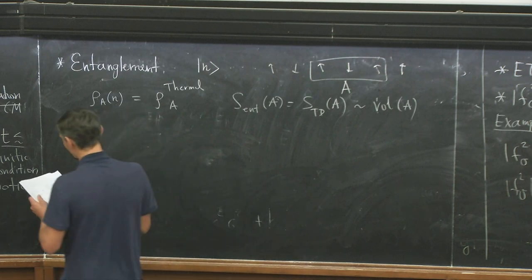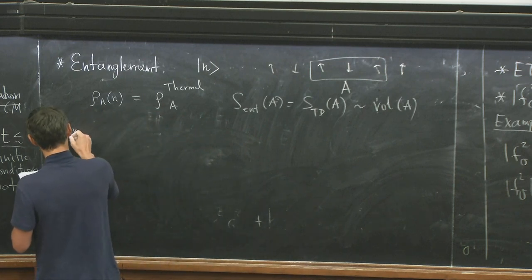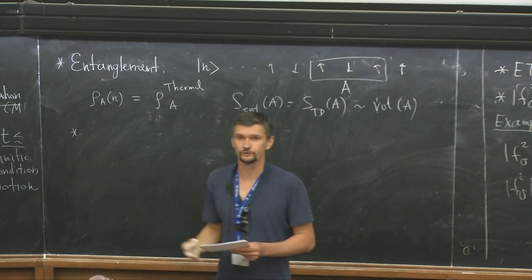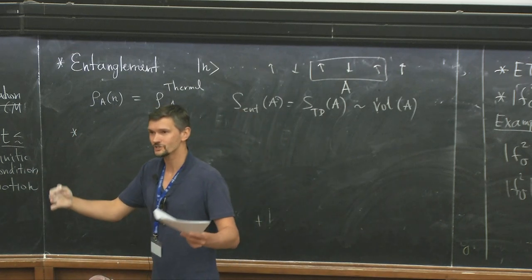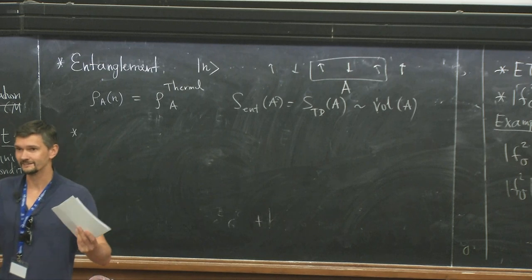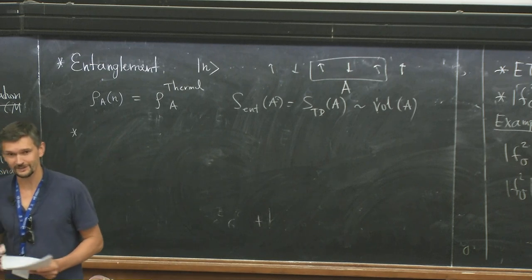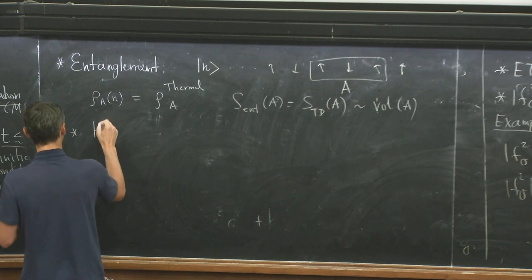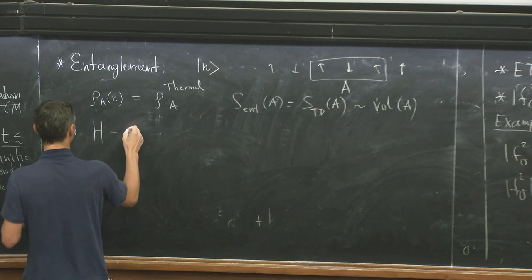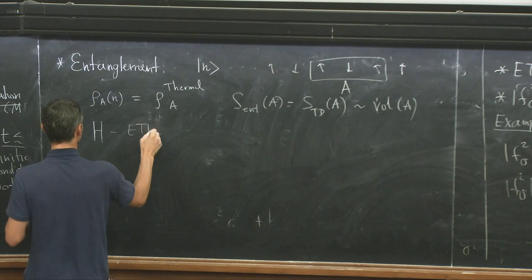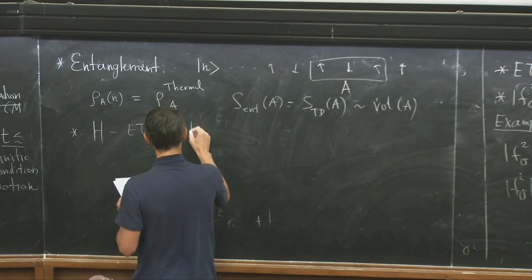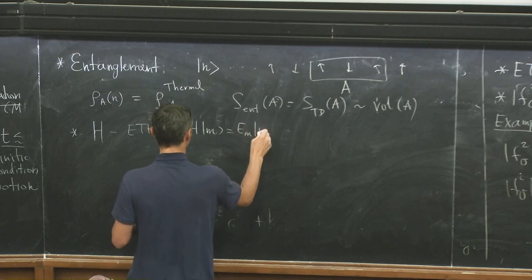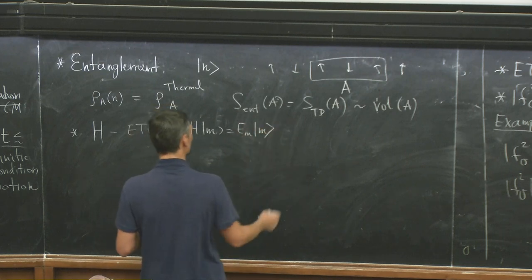That follows roughly from the fact that thermal eigenstates are very fragile to perturbation. So any perturbation leads to lots of resonances and a lot of hybridization. So let me take some Hamiltonian H which satisfies ETH, so it has some eigenstates |n> with energy E_n. And let me now perturb it.